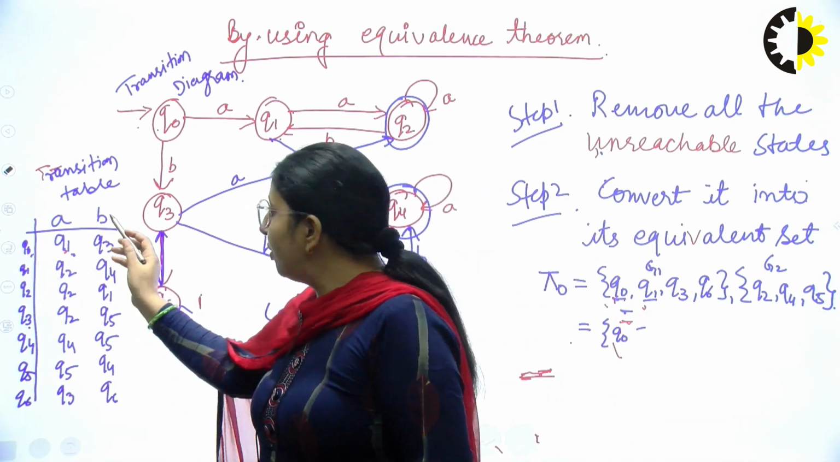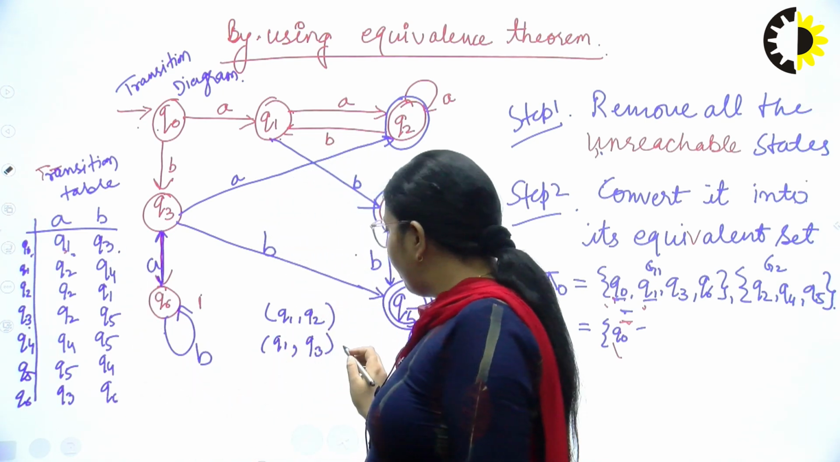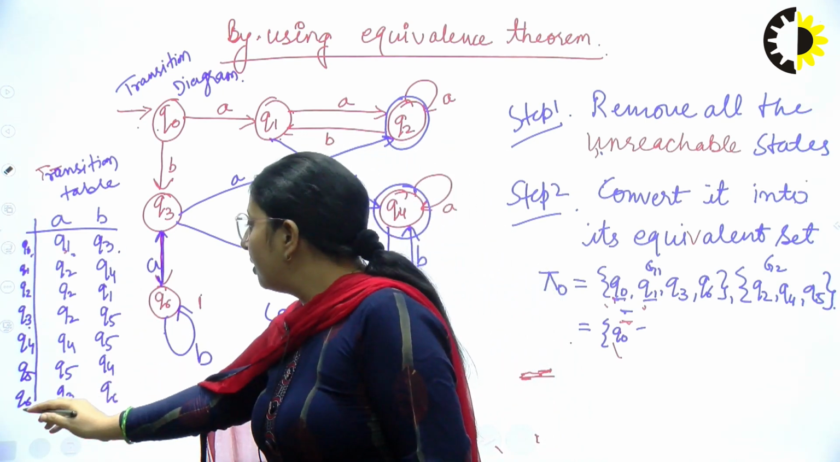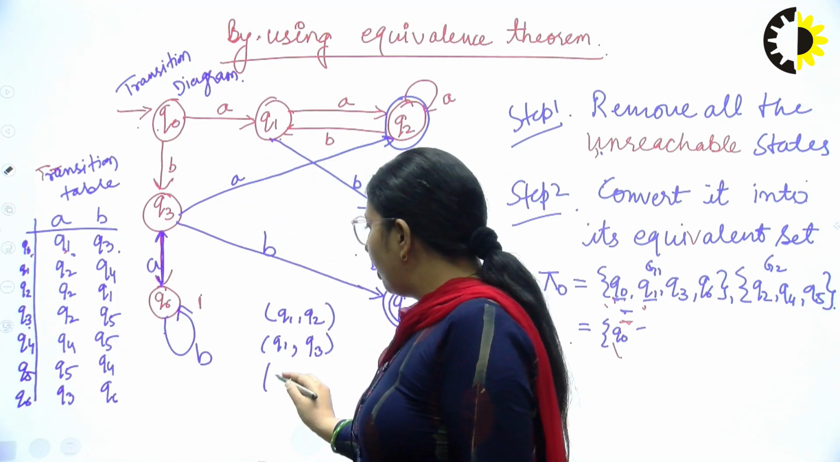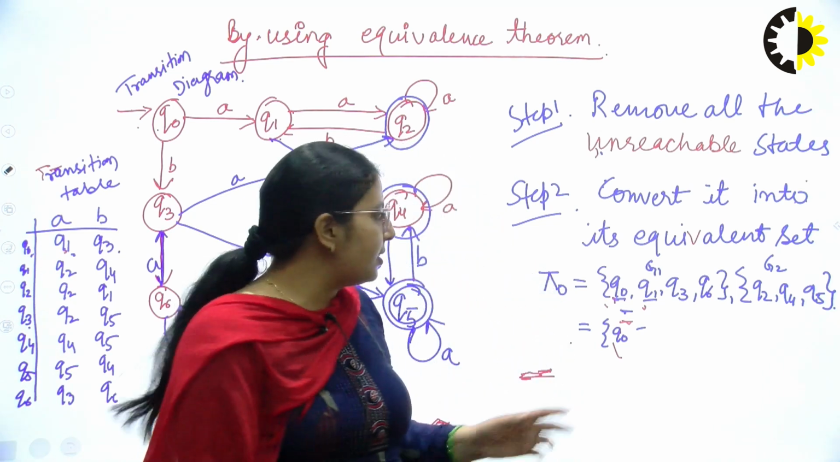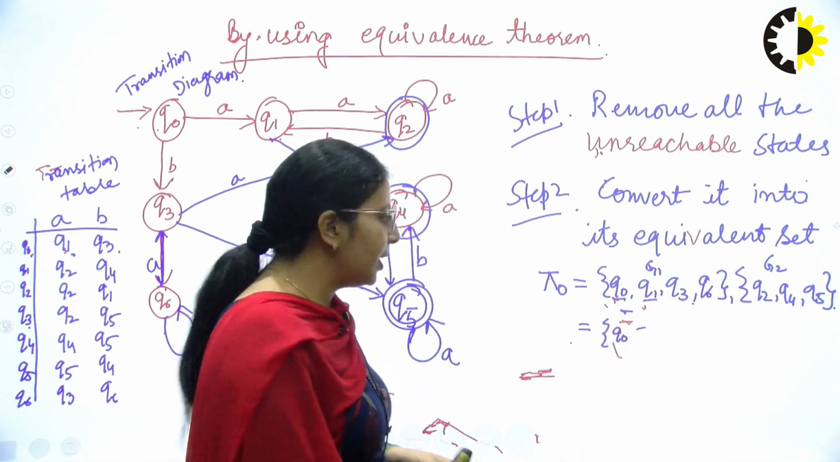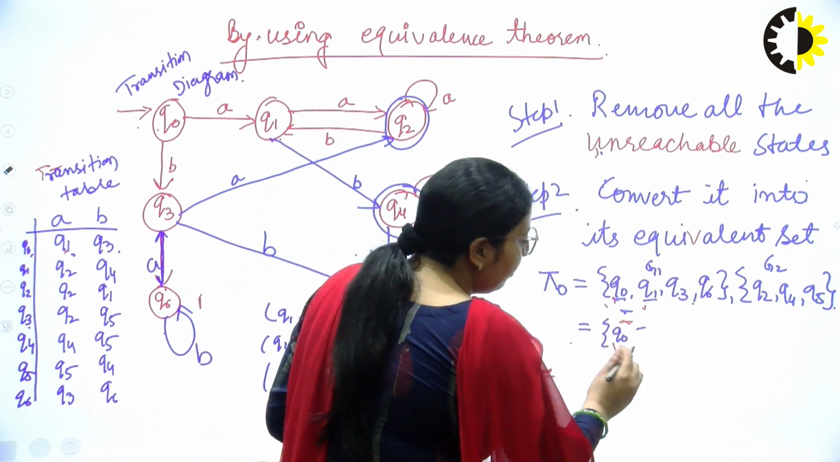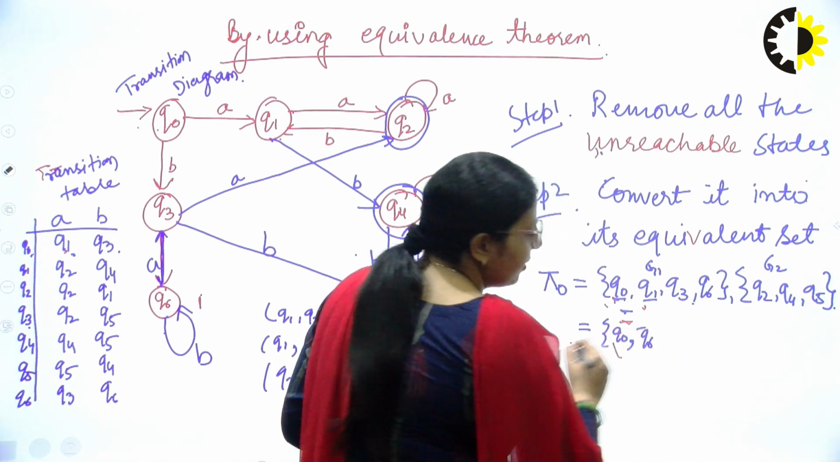So Q0 on B goes to Q3, and from state Q6 on input B, it goes to Q3. Now we have to check whether they both lie in the same set. Q3 and Q6 both lie in the same set. So we can make a set of Q0 comma Q6.